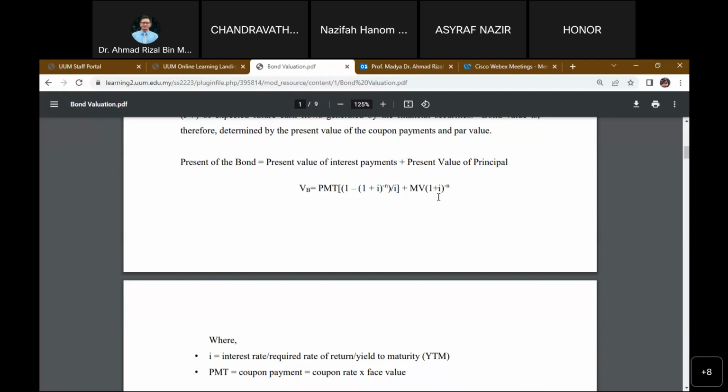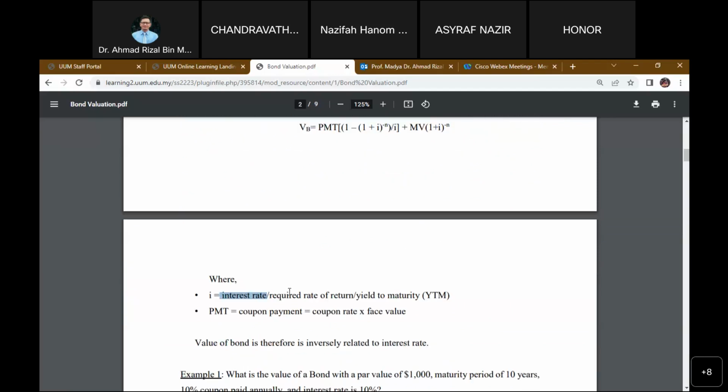But know for the fact that when I use I, this is interest in general. But in the case of a bond, it can also be called the required rate of return. So the question may be phrased in such a way that they don't use the word interest at all. They use required rate of return. And this, in its essence, is the yield to maturity for this particular bond.